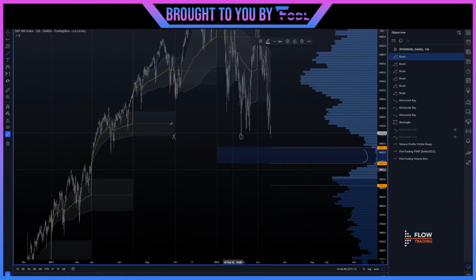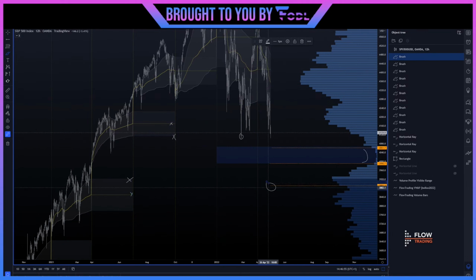If not, then I think we go back to this level here, and perhaps even this level here, which has confluence right about with that line that I was highlighting here with this low volume area there.